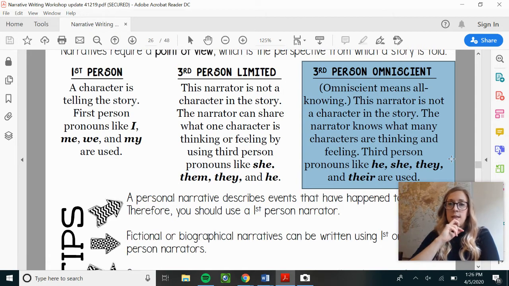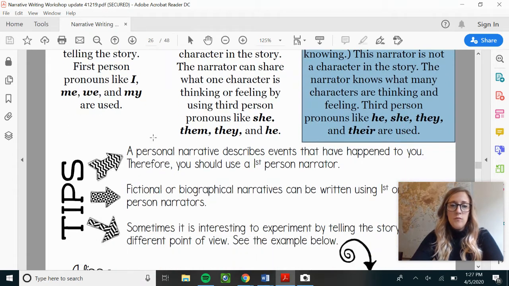So reading along on this text, the narrator is not a character in the story. The narrator knows what many of the characters are thinking and feeling, and the narrator will use third person pronouns like he, she, they, and their.